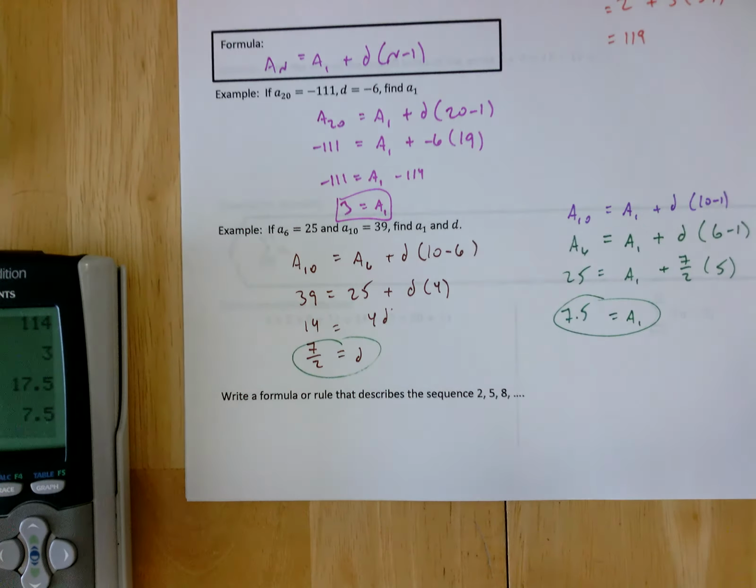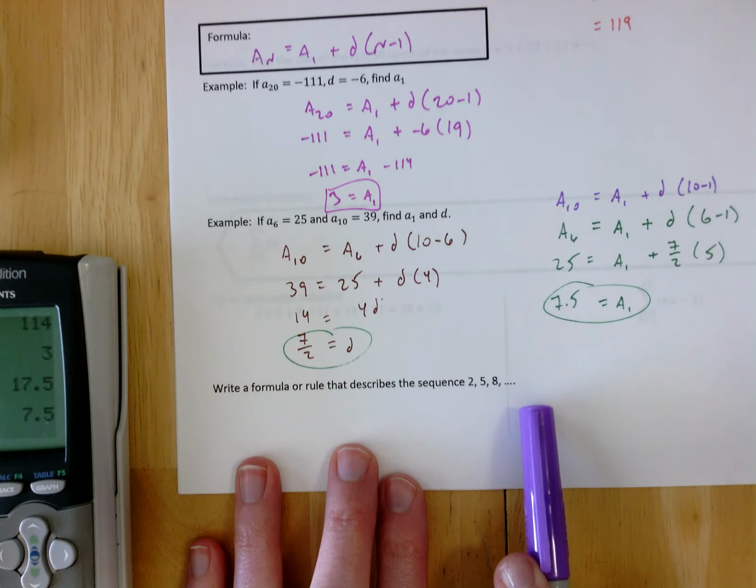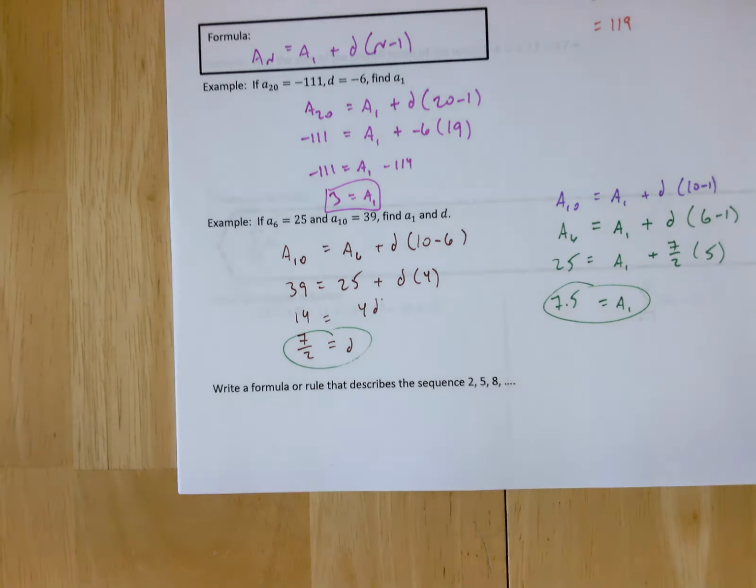All right, and then this last guy here. So this last guy is going to ask us to write a formula or a rule that describes this sequence. This is the same guy that we were looking at back here, right? So we already know our common difference is 3, right? So what I'm going to do is I'm going to fill this in using this kind of generic formula that we have.